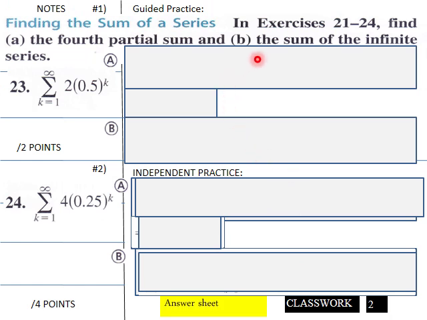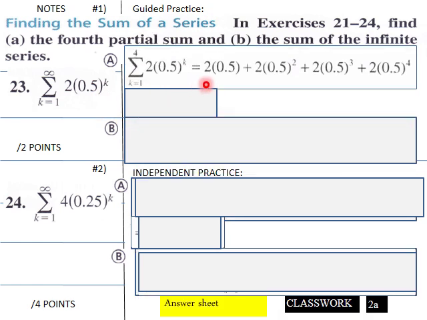And then we go into a guided practice. Find A, the fourth partial sum of this summation, and then B, the sum of the infinite series. For this one, the fourth partial sum of, you have an upper limit of infinity, and then you start at k equals 1, 2 times the quantity 0.5 to the k power. When we find that partial sum up through 4, that would equal 1.875. And when you write that as a fraction, you have this fraction for that.